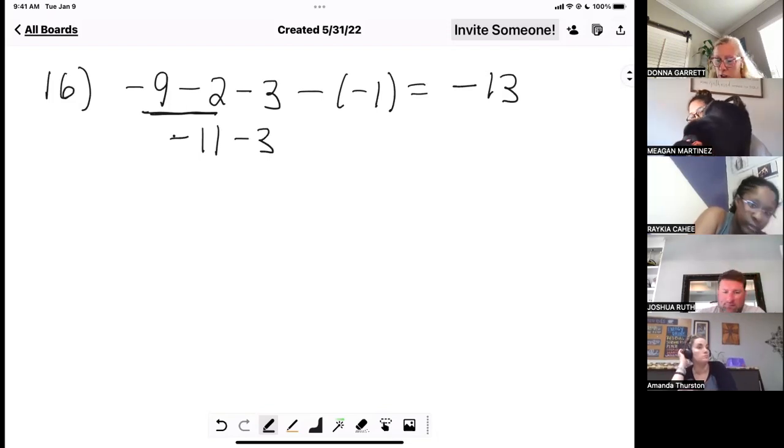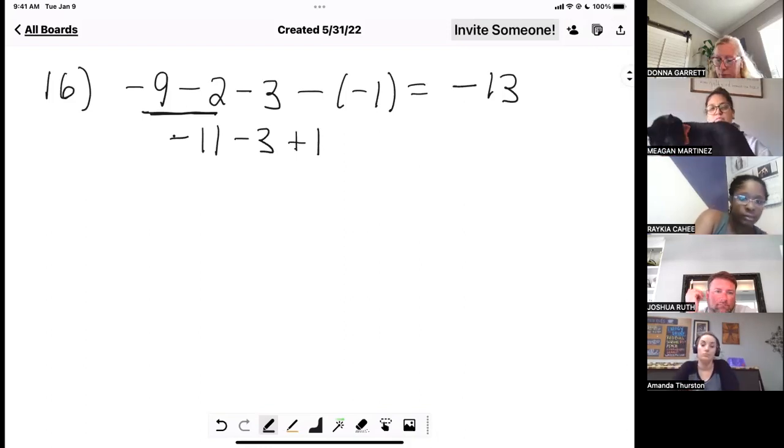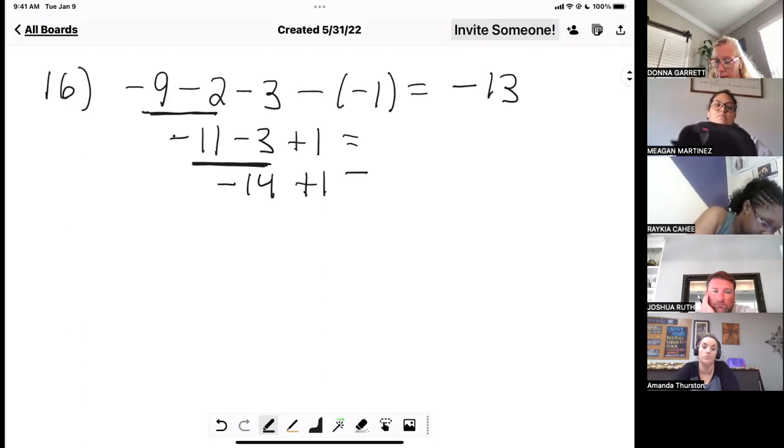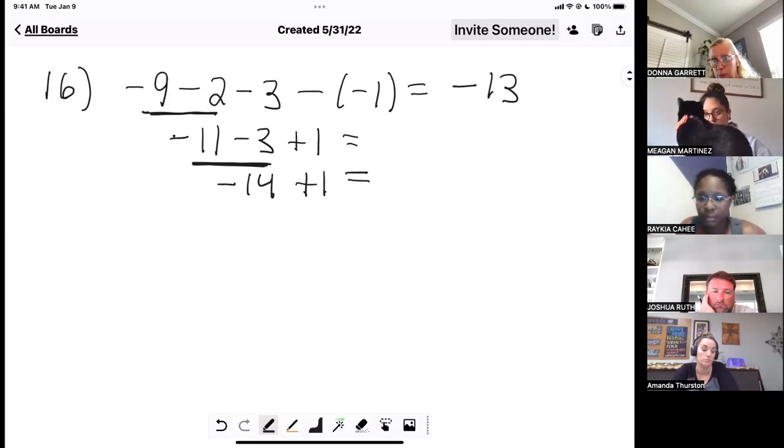Oh, now I should have done this first, but I'll do it now. My opposite of -1 is +1. I'll bring it down now. Now I do these two. Again, same sign, so I'm going to add them and keep the sign. 11 plus 3 is 14, but they're both negative, so -14 plus 1. Now they're opposite signs, so I subtract them. 14 minus 1 is 13, but 14 is a bigger number, and that is -13.